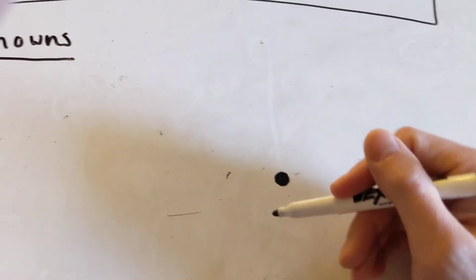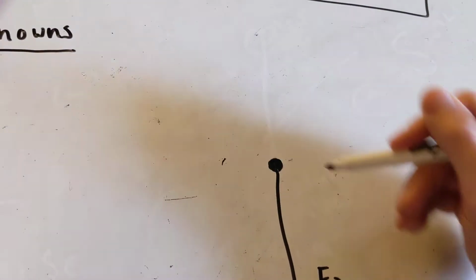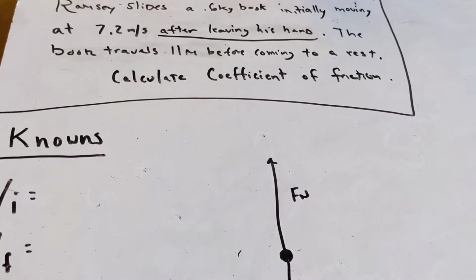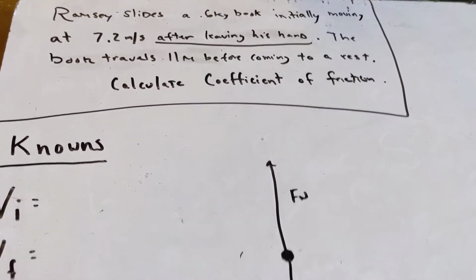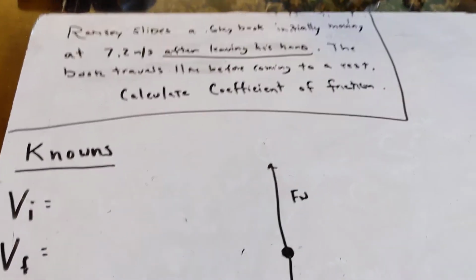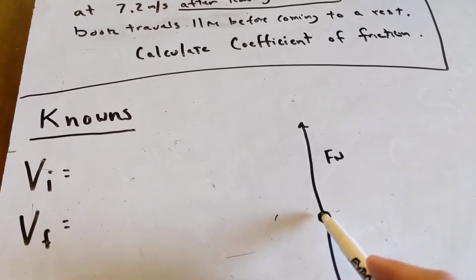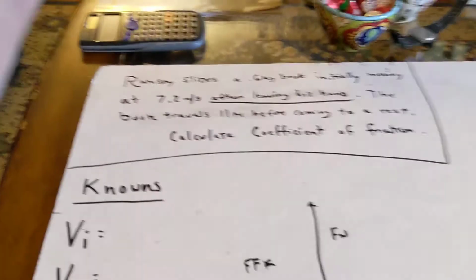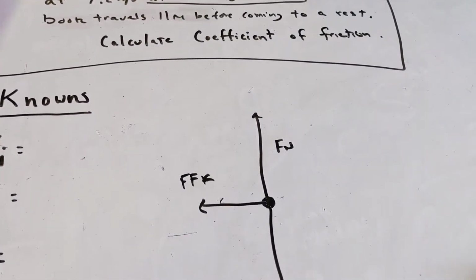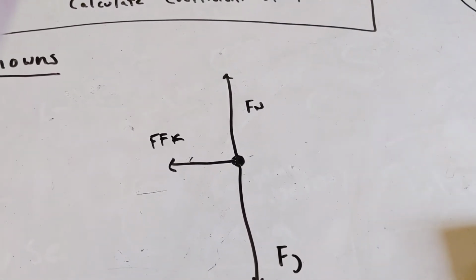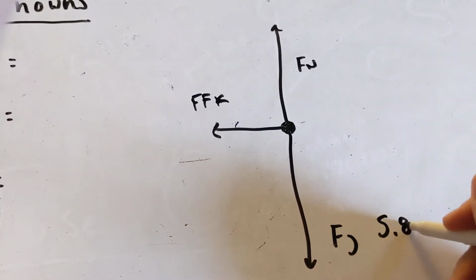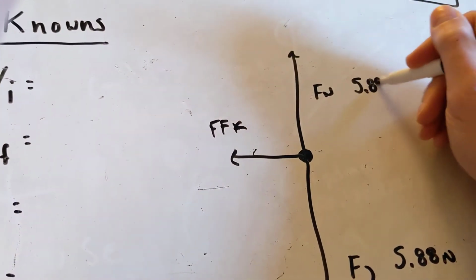First thing we've got to do, our force diagram. We're going to have Fg going down. We've got Fn going up. And since this is after leaving his hand, the only thing affecting this book is going to be the force of friction. Let's say Ramsey's throwing it to the right. Friction is going to be resisting that, going to the left. We'll say this is force friction, and since it's moving, it's going to be kinetic. The book is 0.6 kilograms, so we take 0.6 multiplied by 9.8, which gives us 5.88. So Fg is 5.88 newtons, and Fn is 5.88 newtons.